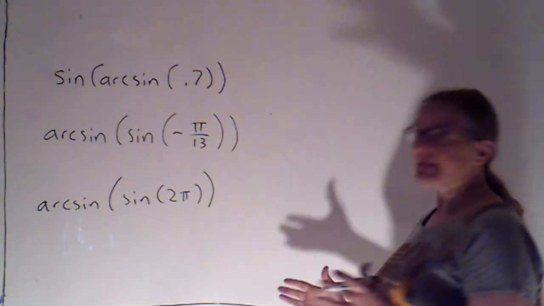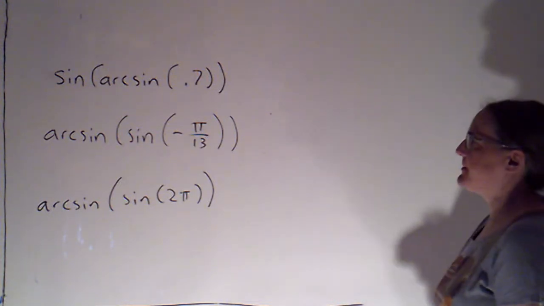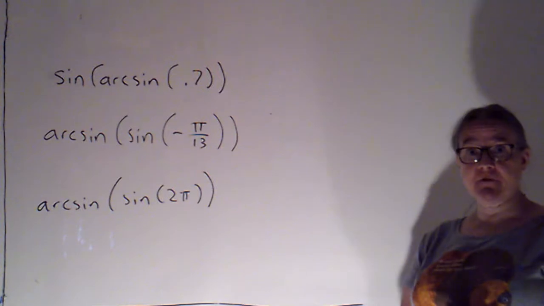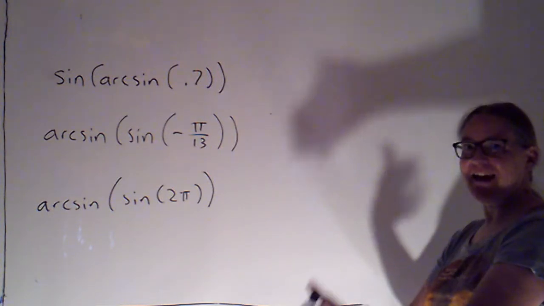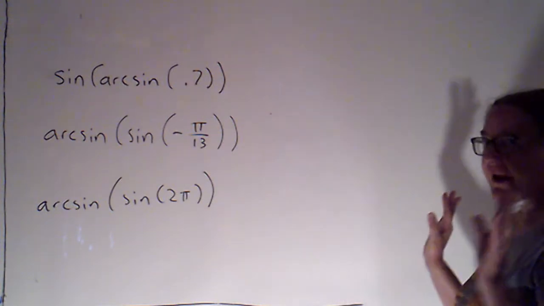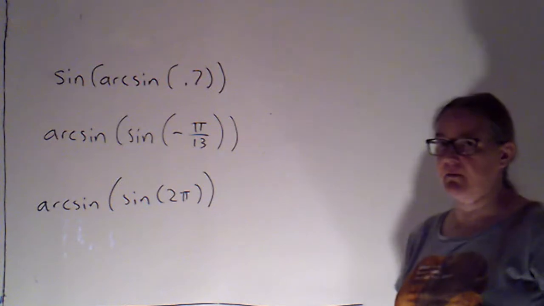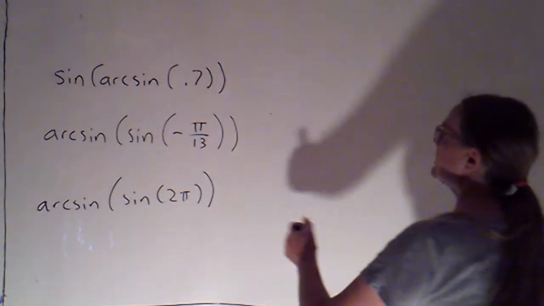I've got 3 problems up on the board here, and it looks like each of them is a composition of inverse functions. And I know when I compose inverse functions, one function does something, the other undoes it, and I just get my original input back. So if I'm not careful, I'm going to make a mistake.